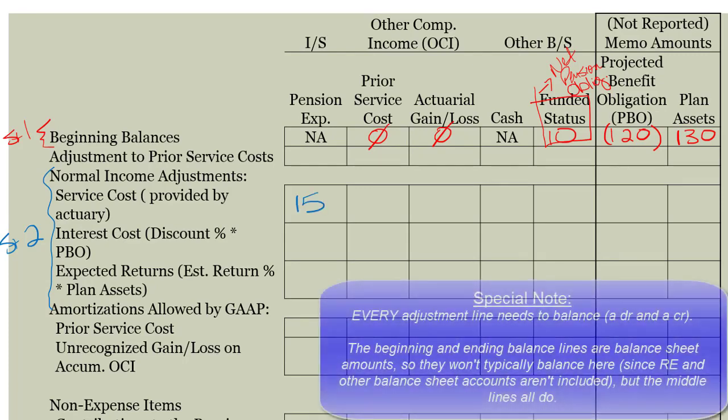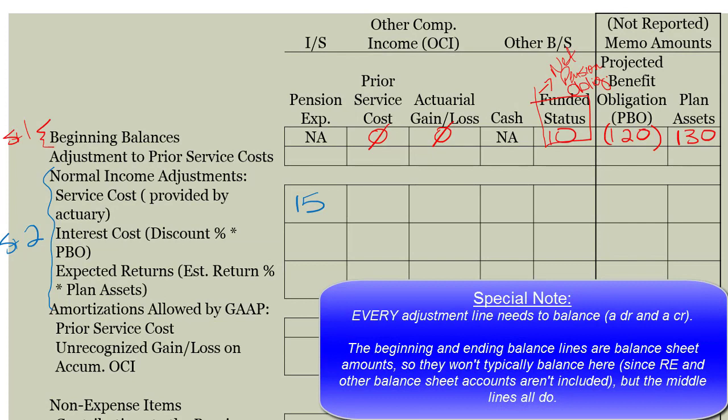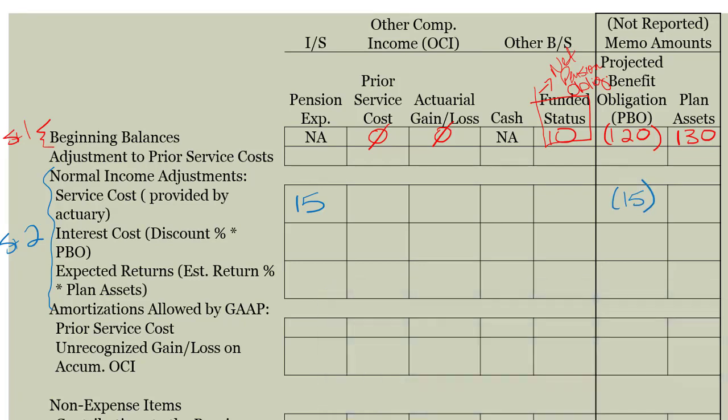This is my debit. I need a credit. Well, because of the service they provided me, I owe them more in the future, which means it's going to increase my obligation, and there's my credit, increasing the benefit obligation or my liability amount. And again, that's got a credit balance.